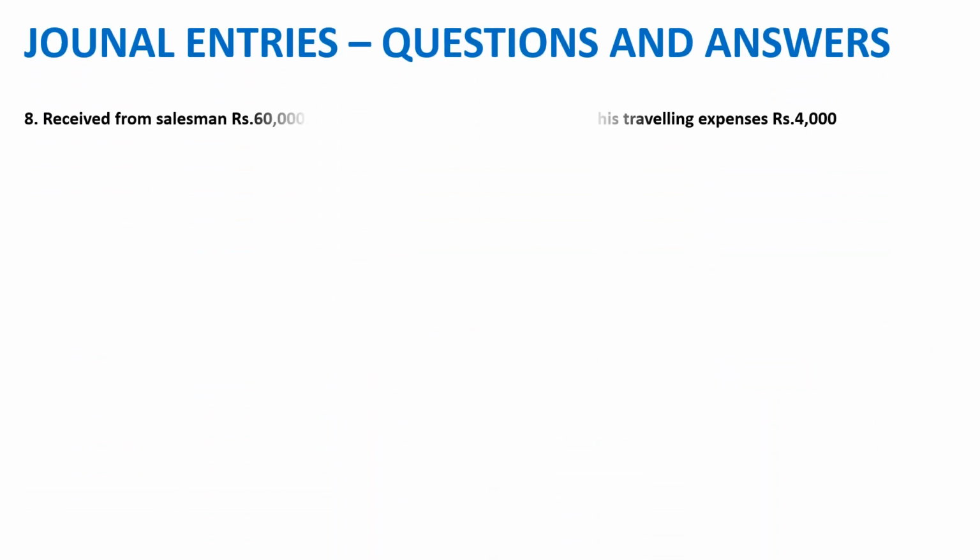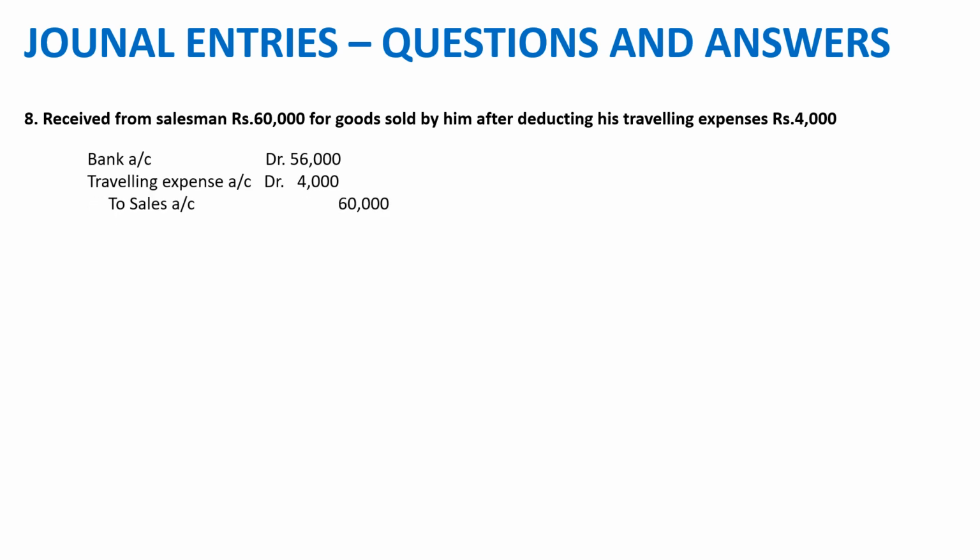Next transaction. Received from salesman rupees 60,000 for goods sold by him after deducting his traveling expenses of 4,000 rupees. So here sometimes people get confused about who this salesman is. Salesman is part of the business. Don't treat him as a customer. Okay, so what is the accounting entry you have here?